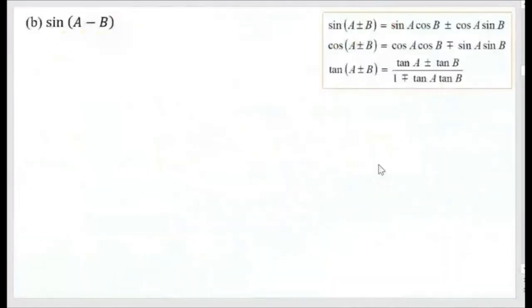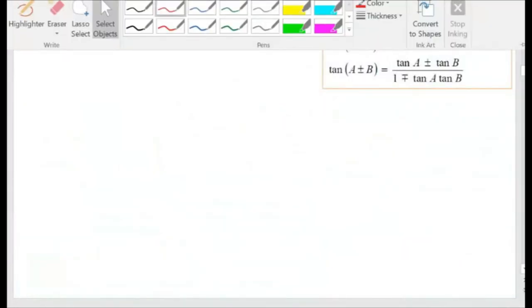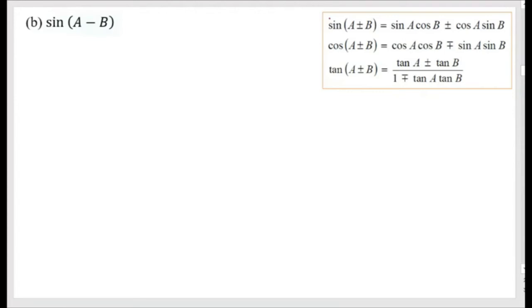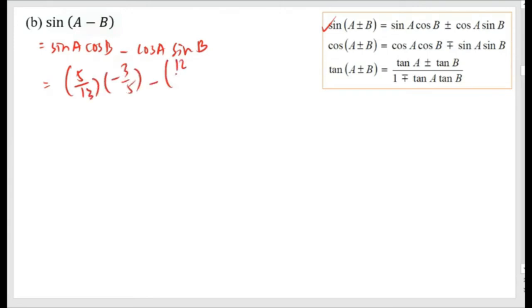Then we'll go to B. The same thing. Sine A minus B. So it's sine A cos B, negative, cos A sine B. The values we got just now, we just substitute inside. Sine A 5 over 13, cos B negative 3 over 5, minus 12 over 13, 4 over 5. So your answer is negative 63 over 65.